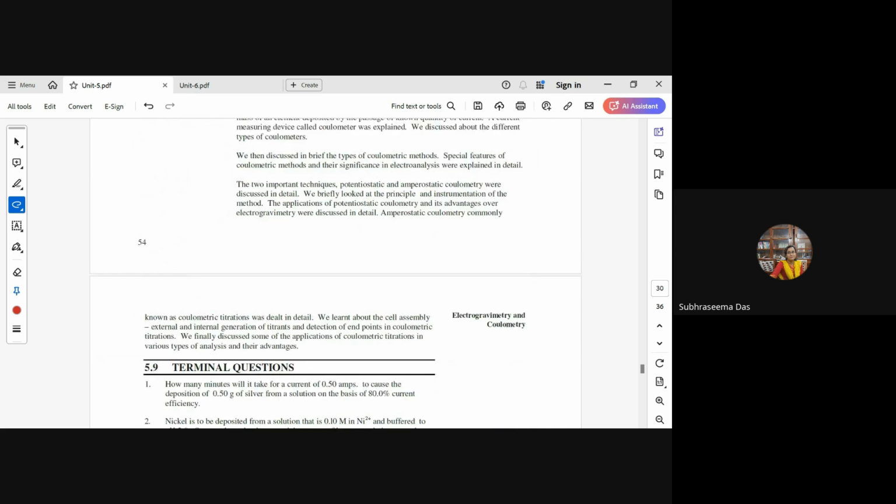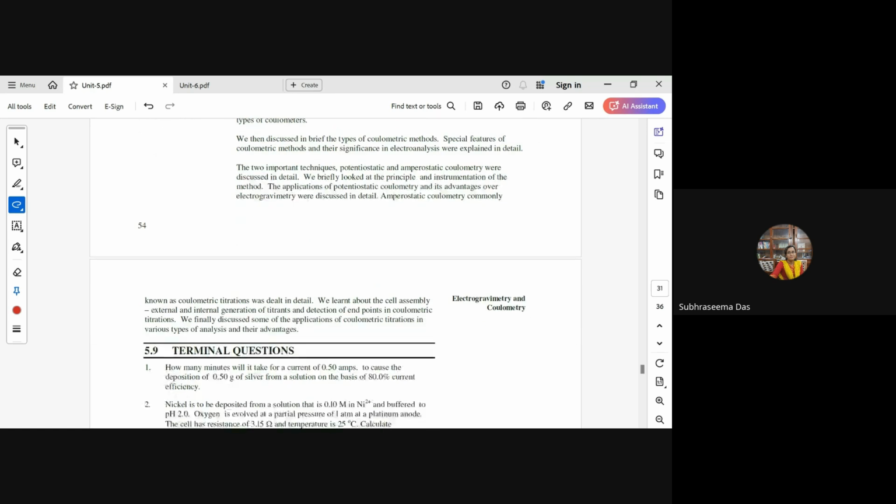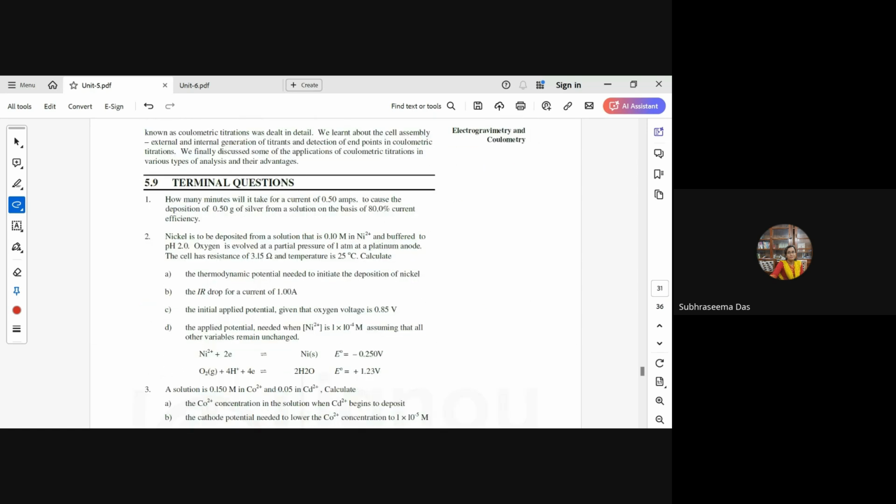So in summary, we can say the advantages of coulometric titrations and applications have been well discussed in this chapter. So now we will take a break of 5 minutes and further resume with the applications of electrogravimetry.